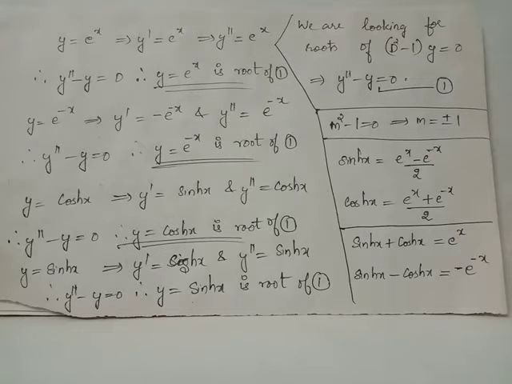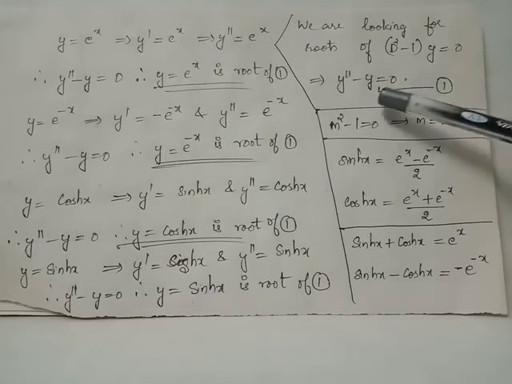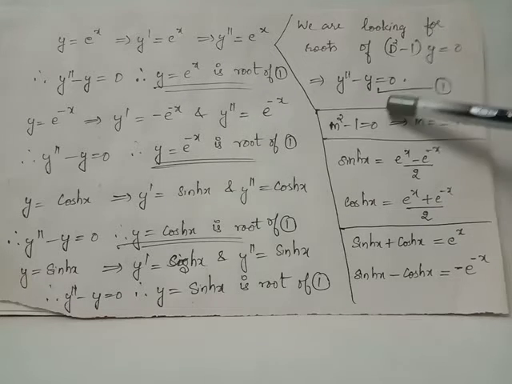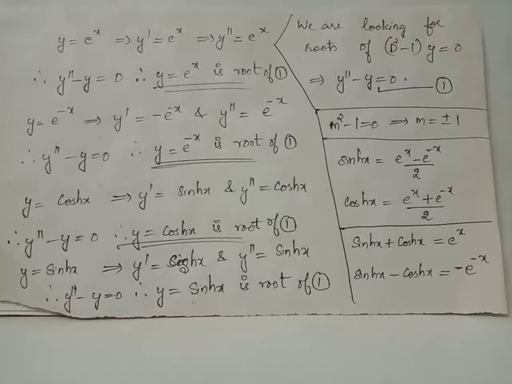When you consider y equals e raised to x, we have y double dash equals e raised to x, and when you evaluate y double dash minus y, you get the answer as 0, from which you can conclude that y equals e raised to x satisfies this differential equation. Hence, y equals e raised to x is a solution of this differential equation. Similarly, when you take y equals e raised to negative x, you get y double dash equals e raised to negative x. Thus, we have y double dash minus y equals 0 in this case as well, from which we conclude that y equals e raised to negative x is also a solution of this differential equation.